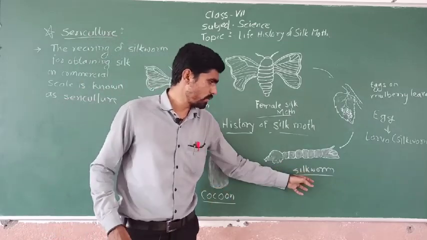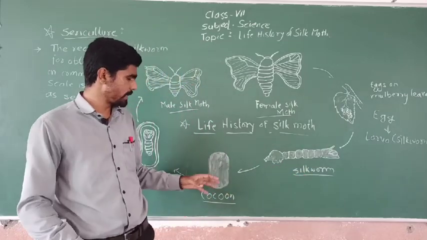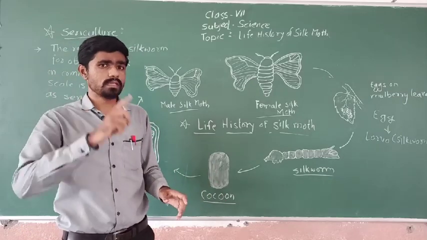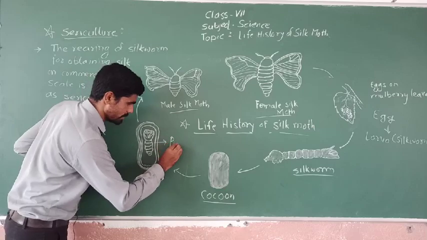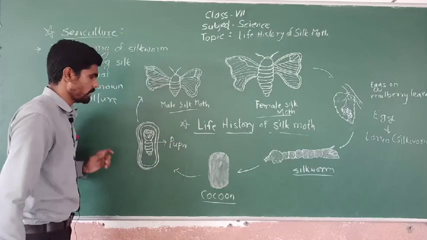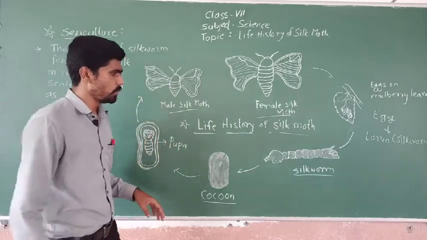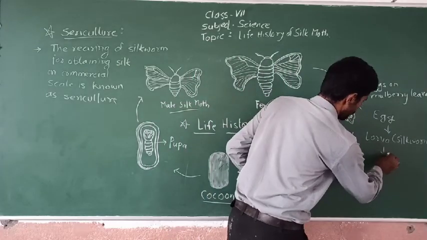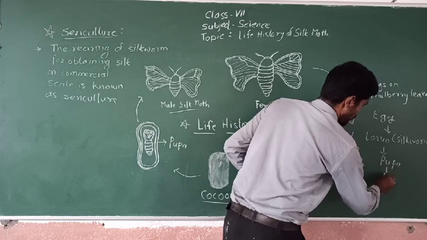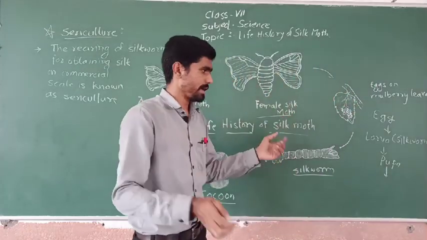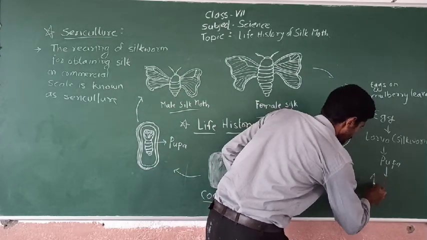After silkworm, when it stops feeding, it covers itself inside. Here you can see the inside of a cocoon, or the thread is called the pupa. So from larva to pupa, this pupa breaks the cocoon and comes out to form again the adult.